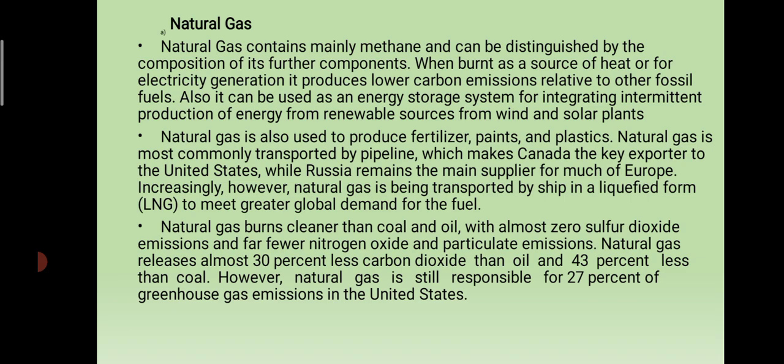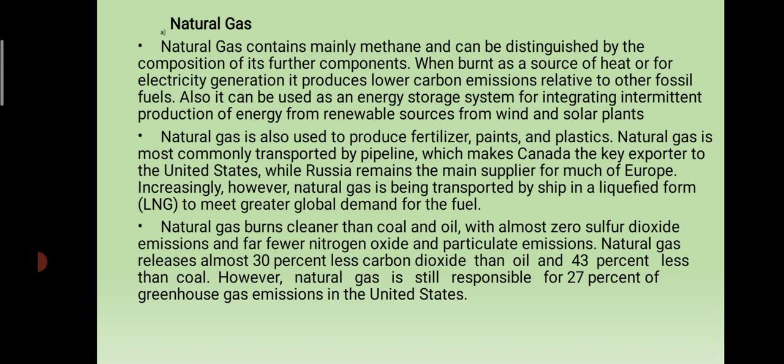Then natural gas. Natural gas contains mainly methane and can be distinguished by the composition of further components. It is burned as a source of heat or for electricity generation, and it produces relatively lower carbon emissions than other fossil fuels. It can also be used in energy storage systems, integrating intermittent production of energy from renewable sources such as wind and solar plants. Natural gas is also used to produce fertilizer, paints and plastics. It is most commonly transported by pipelines, which make Canada a key exporter to the United States, while Russia remains the main supplier of much of Europe. Increasingly, however, natural gas is being transported by ship in liquefied form, that is LNG, to meet greater global demand for the fuel.